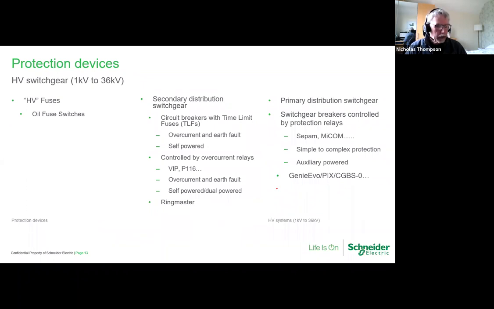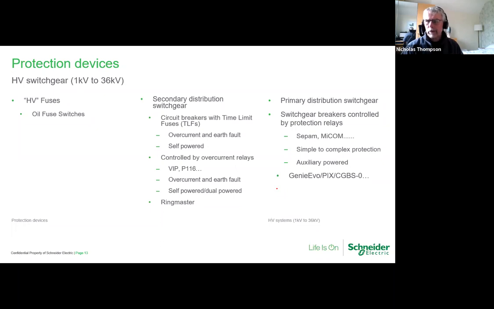Now, let's start to break down what we've got for the different types of applications. Some countries will still use HV fuses for protecting distribution transformers. These are distribution transformers which are going to be around about 800 to 1000 kVA in size. Here in the UK, we've moved away from that technology to circuit breakers and protection relays, or something similar to protection relays, and that's what I'm going to cover on to secondary distribution.